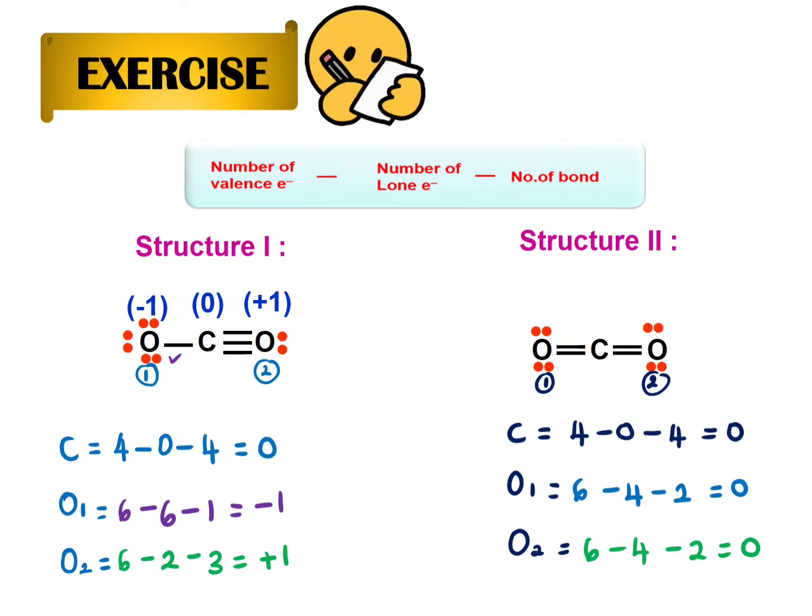And now we write the formal charge on each atom. So for all atoms, the formal charge is 0. Okay, after that we can determine which structure is the most accurate structure.